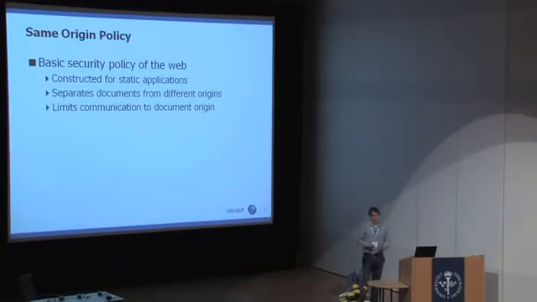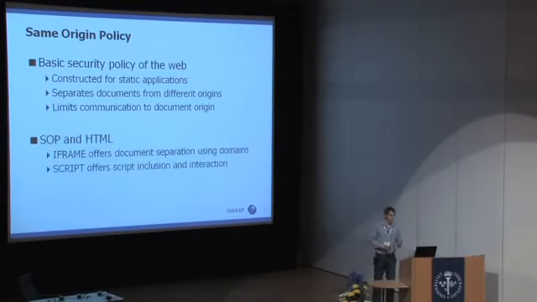It was created in the time of static applications and with a bit of dynamic nature, but not the dynamic nature found in mashups. And the goal is to separate content from different origins from each other. For instance, to prevent one component from stealing login credentials or information from another component. How does the same origin policy work with mashups?